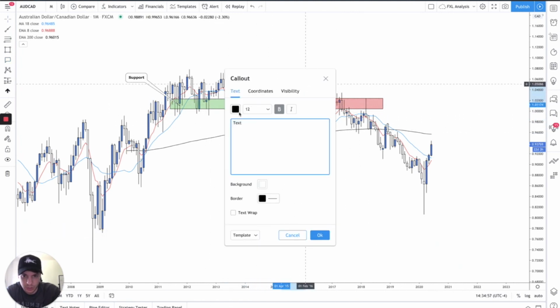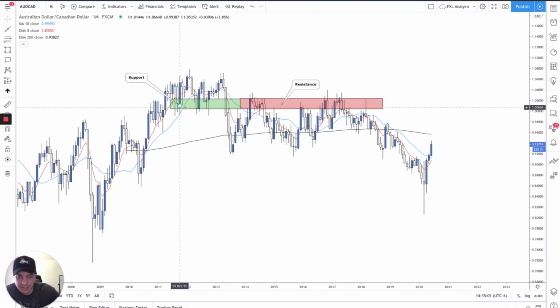Let's go ahead and just mark this. This is resistance. Okay, so we can see that it held multiple times, it rejected from the zone, price action moved through it pretty significantly, came back up, and then found rejection in that same zone. So that is support turning into resistance.